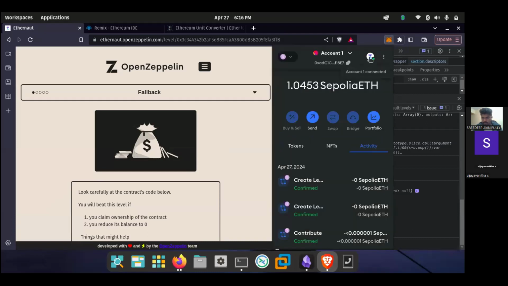Is this only possible in Ethereum, or is it possible on other platforms using Ethereum? See, Solidity is not only used on Ethereum.